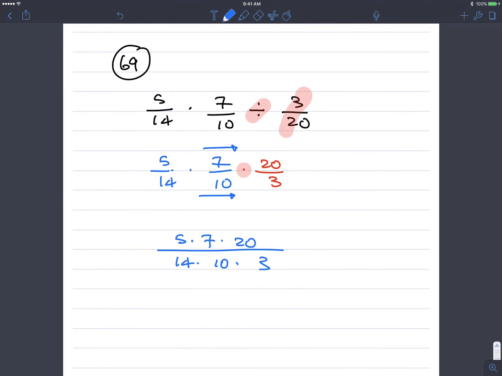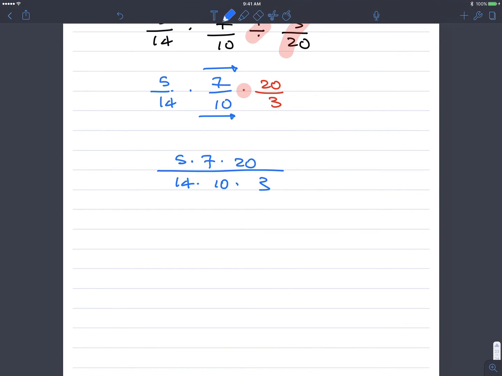Now this answer has to be simplified, so we have to break down our numbers here. 5 and 7 are prime, and so is 3. We don't break those down. They're already broken down. But we're going to break down the others. So we have 5 times 7 times 2 times 2 times 5 over 2 times 7, 2 times 5 times 3.